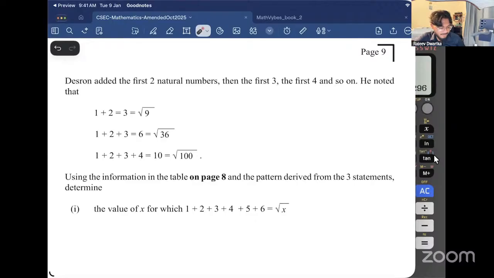The surround whatever added the first 2 natural numbers, then the first 3, the first 4, and so on. He noted that 1 plus 2 equals 3, which is 9 square. 1 plus 2 plus 3 equals 6, which is also equal to 36 square. 1 plus 2 plus 3 plus 4 equals 10, which is equal to 100 square. Using the information in the table on page 8 and the pattern derived from the three statements, determine the value of x for which 1 plus 2 plus 3 plus 4 plus 5 plus 6 is equal to x squared.